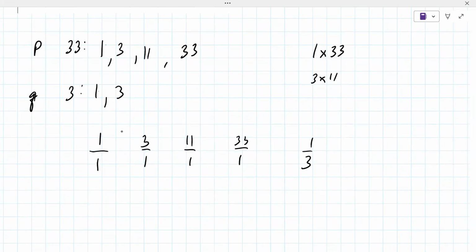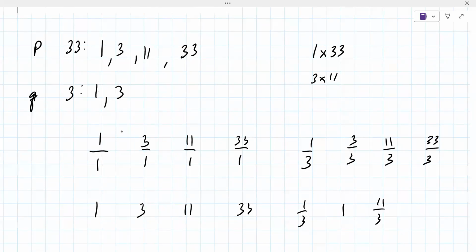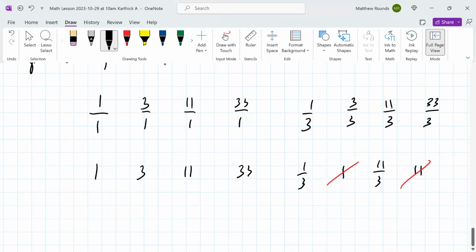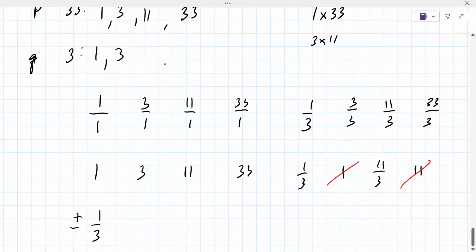1 over 3, 3 over 3, 11 over 3, and 33 over 3. All right, now it's worth reducing here. So you got 1, 3, 11, 33, 1/3, 1, 11/3, 11. Any duplicates you get rid of. And then you have to remember to put a plus or minus in front. And if you really want to be that A plus student, you could put them in order.